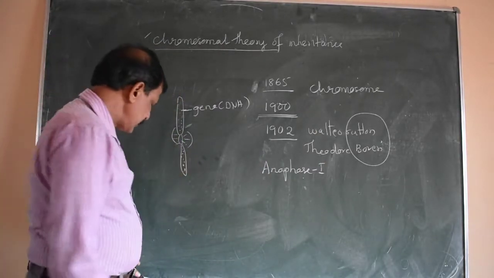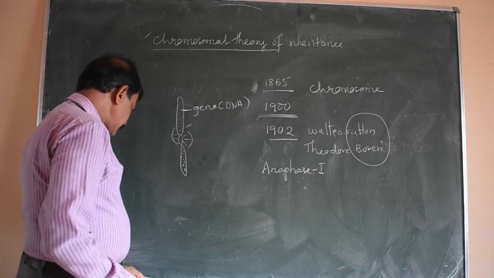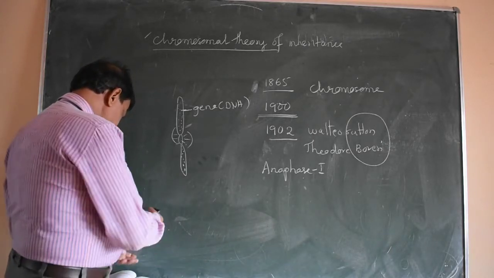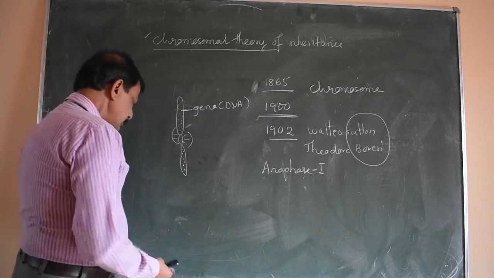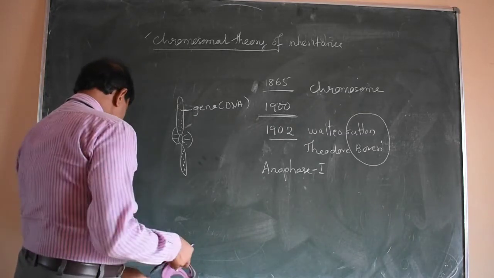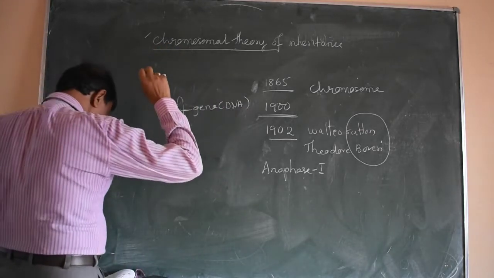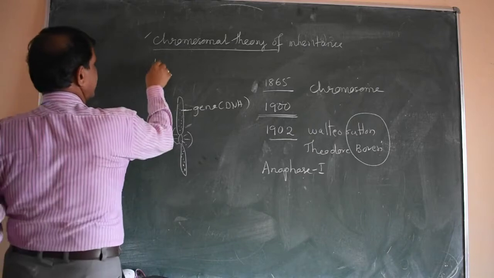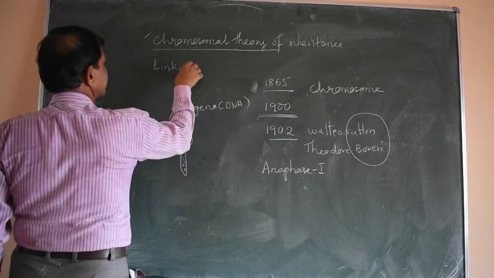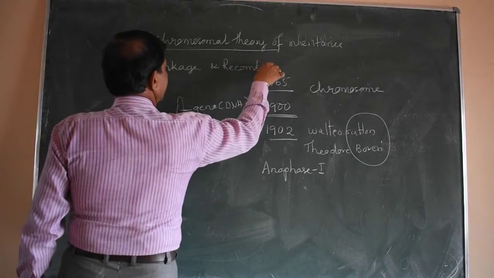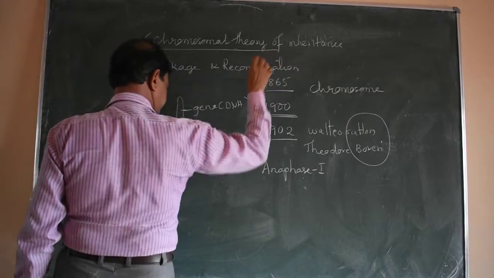And this chromosomal theory of inheritance was further continued by another eminent scientist, Thomas H. Morgan, and that is called linkage and recombination.